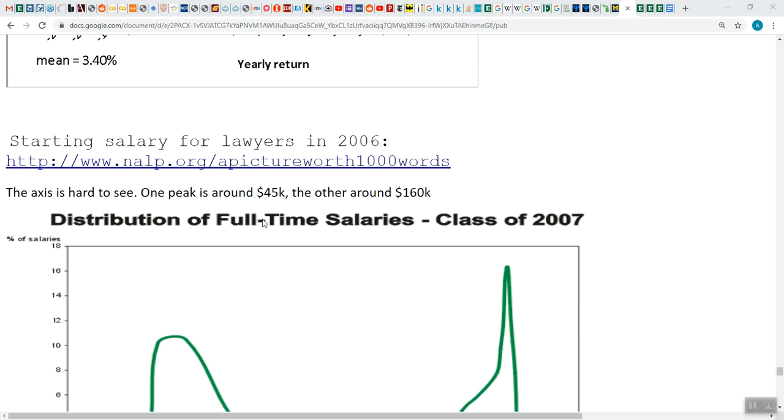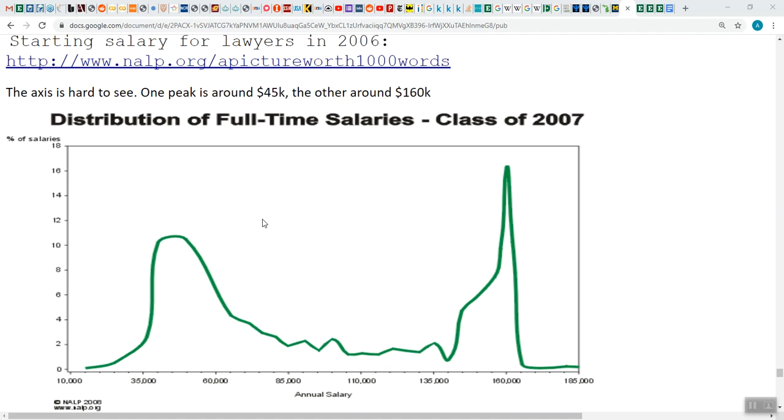If anyone's thinking of going to law school, here's an interesting histogram of starting salary the first year out of law school. And that looks kind of skewed right here, but skewed left here, and it's got two big bumps. So we call that distribution bimodal.